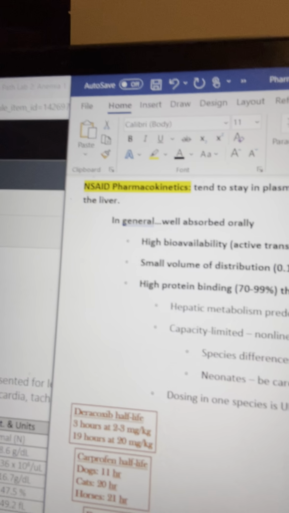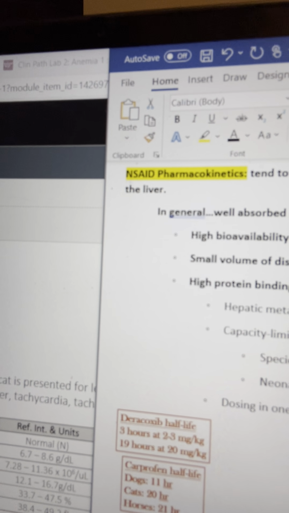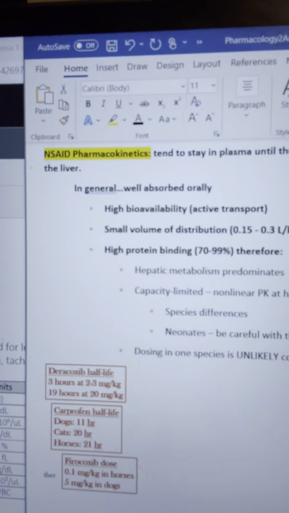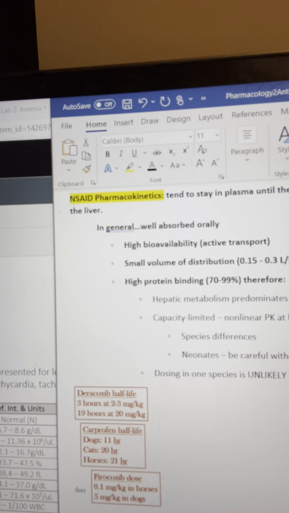There are species differences. With neonates we have to be careful when we prescribe these, or any drugs in general, actually. Dosing in one species is unlikely to be correct for another. Like deracoxib, the half-life is 3 hours at 2 to 3 milligrams per kilogram. But if a dog were to ingest like the whole bottle of this, it would be 19 hours at 20 milligrams per kilogram. Also, carprofen half-life for dogs is 11 hours, whereas for cats it's 20 hours, and for horses it's 21. So it's different in different species.